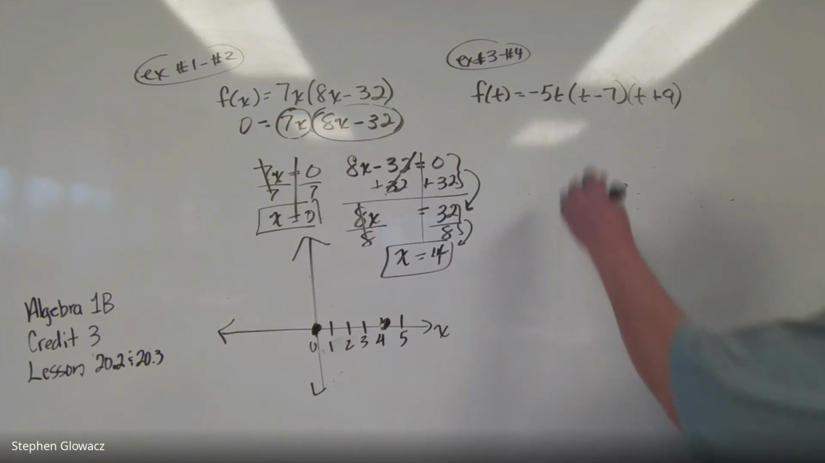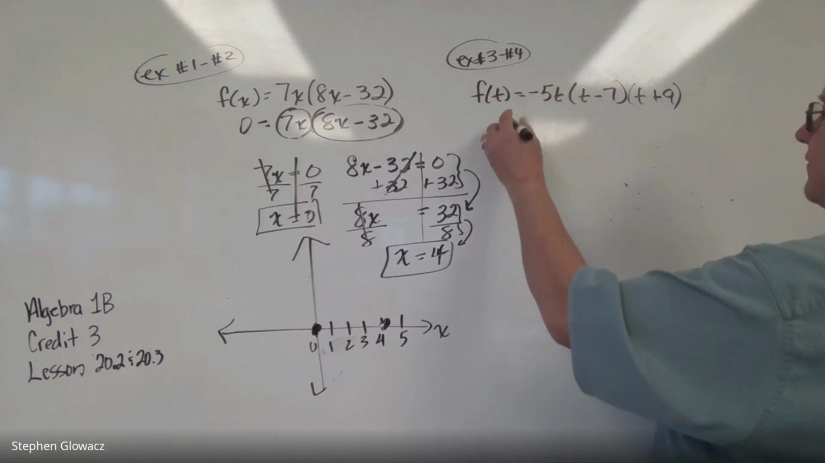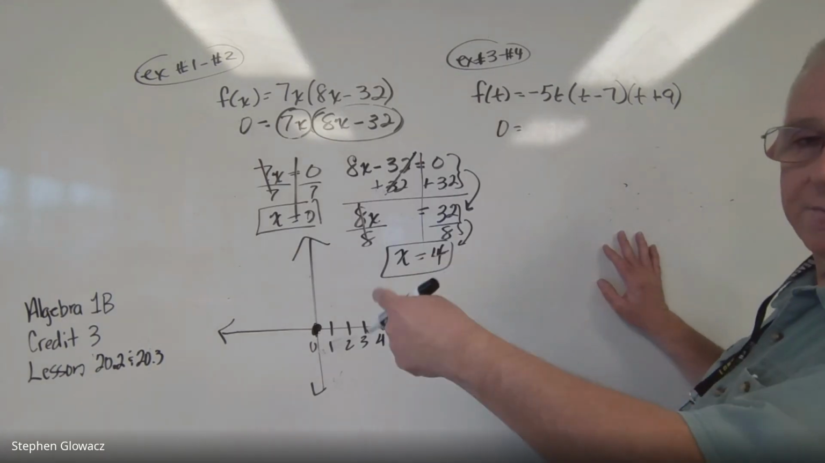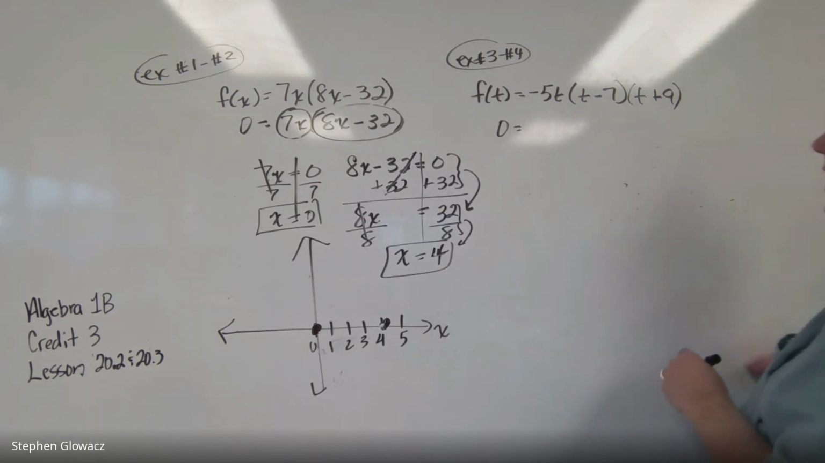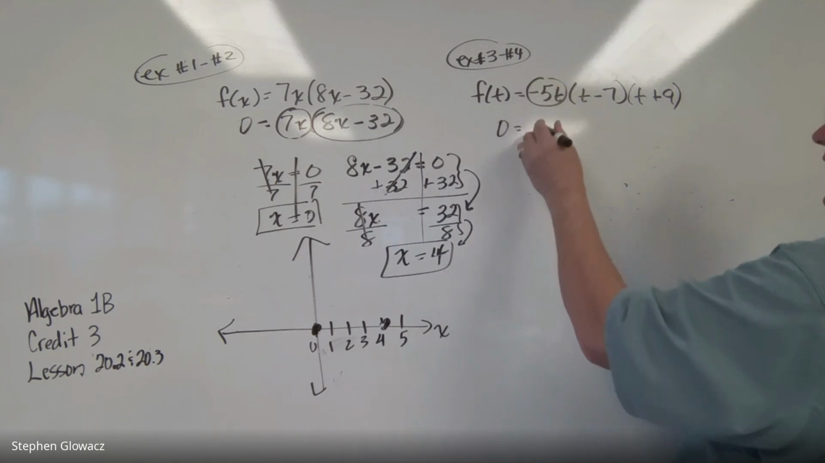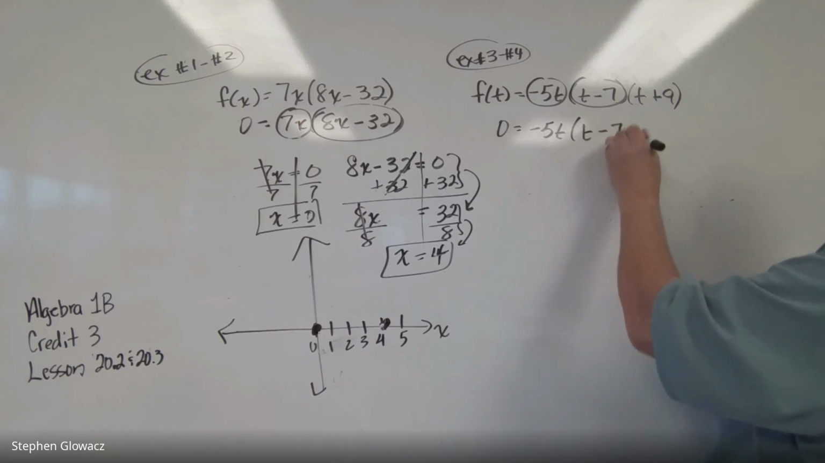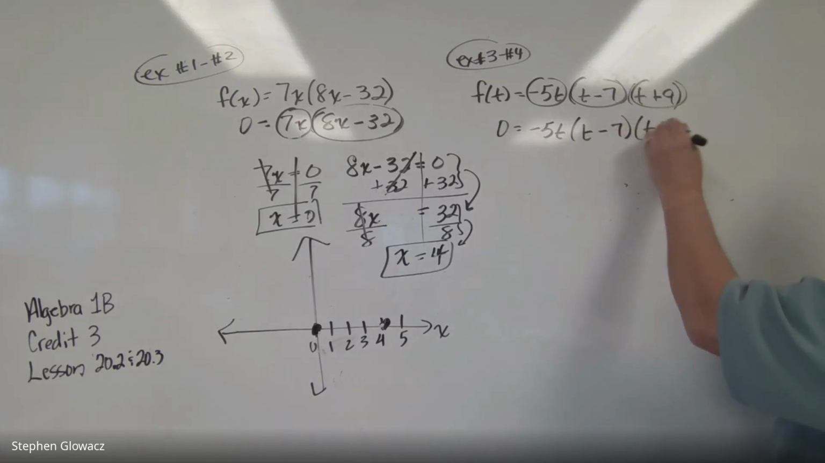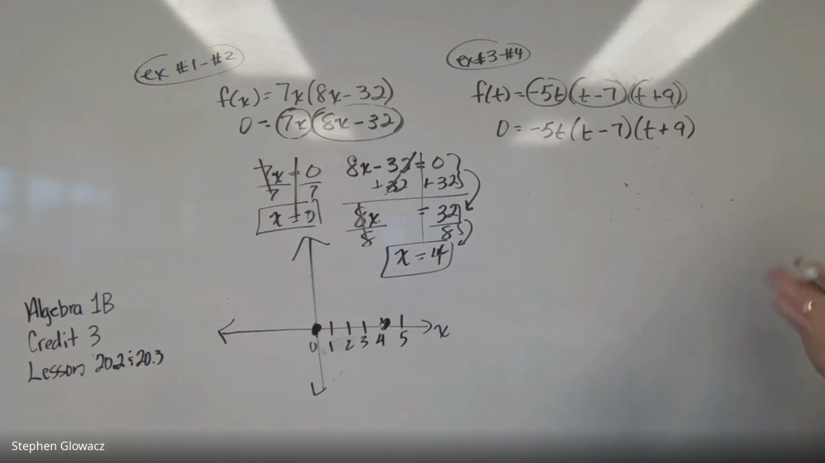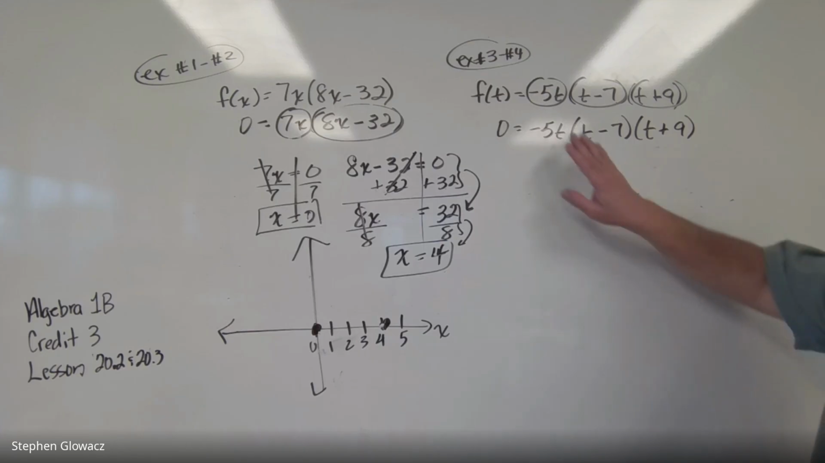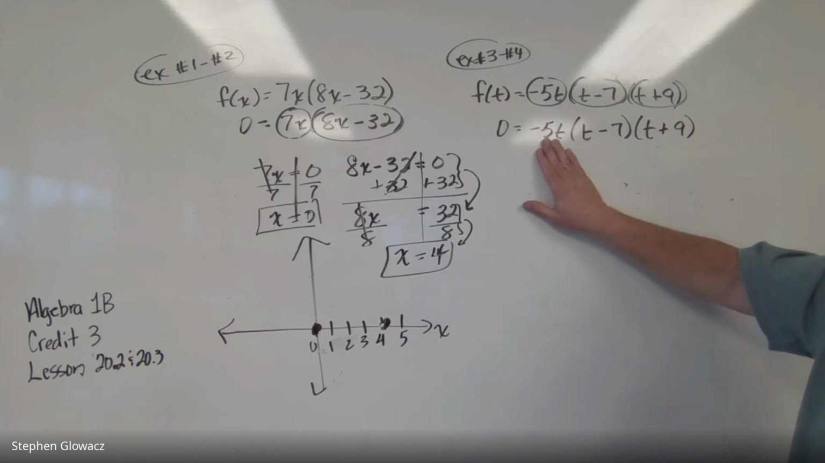What we want you to view this as here, once again, we're trying to find the zeros, because the question is how long does the ball stay in the air? How long until that ball hits the ground? So we have 3 factors here, the negative 5t, the t minus 7, and then the t plus 9. And if any one of those factors is 0, then the whole thing is 0. So we want to find out what value of t makes negative 5t 0.